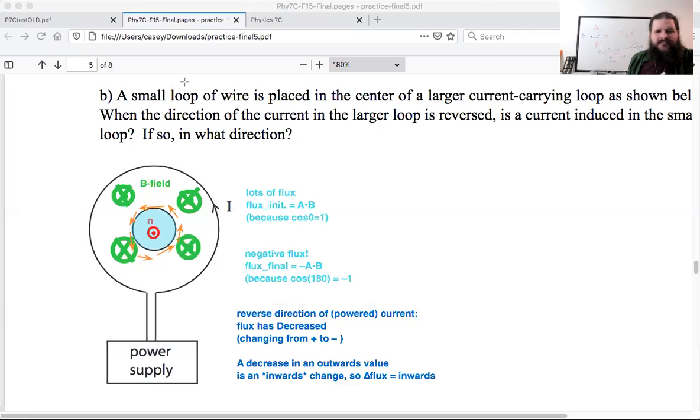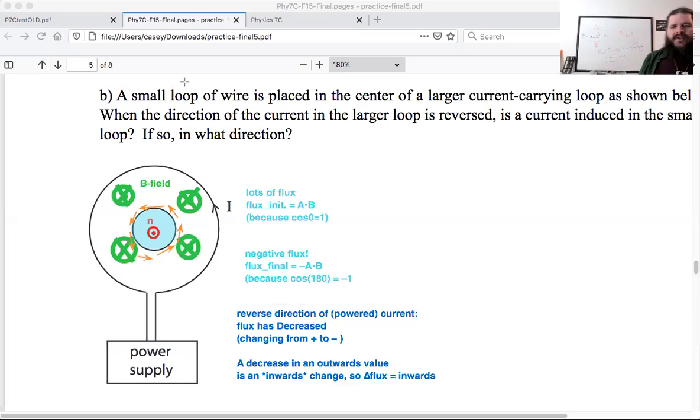Yeah, I had a quick question. When I started doing this problem at first, I put the normal as going out, or sorry, going into the page. Mm-hmm. And so then I had a negative value of flux in the beginning. Mm-hmm. And so is it always just better to make the normal be in the same direction as the magnetic field? Because I got an increase in flux that way. Well, that actually also works.